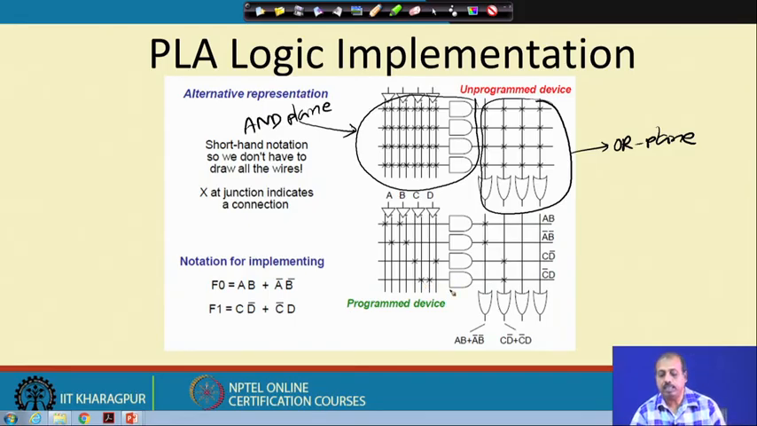Those connections are there, and now on the OR plane we retain these two connections and blow out these two. As a result, I get AB or A bar B bar, and on the second OR gate these two connections are retained, others are blown out. So, I get C D bar plus C bar D. This way F0 and F1 are realized. The rest of the product lines, if there are more product lines available in the device, are not used. Similarly, if there are more output lines, they are also not used.